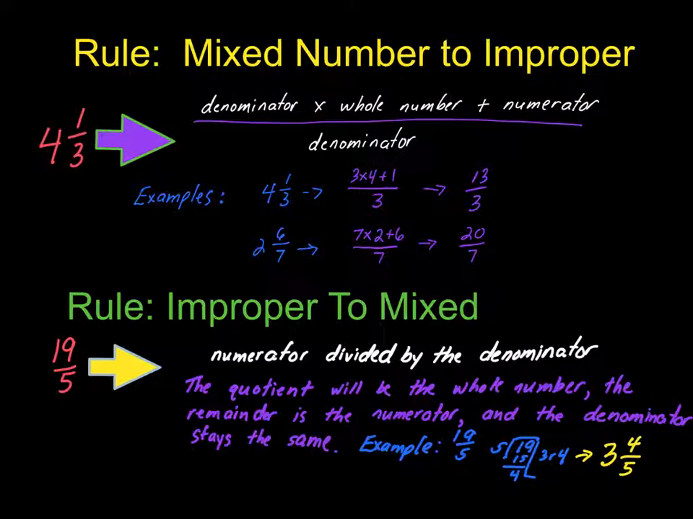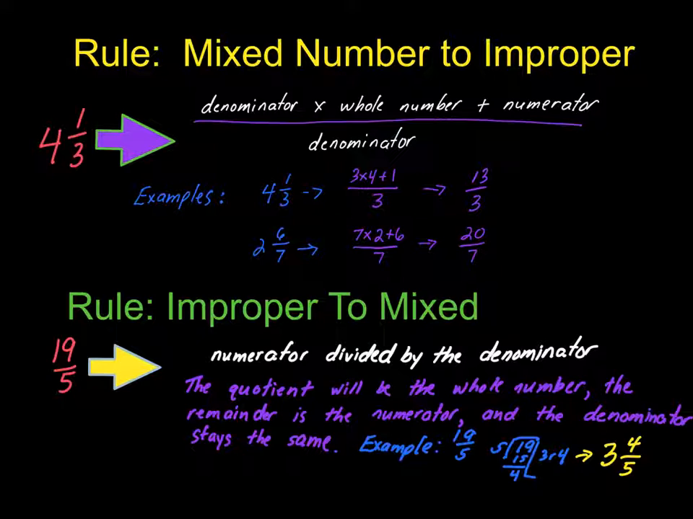problem. So here, my example is 19/5, which means 19 divided by 5. The 19 goes on the inside, the 5 goes on the outside. 5 goes into 19 3 times with 4 left over. Or our division answer would be 3 remainder 4.